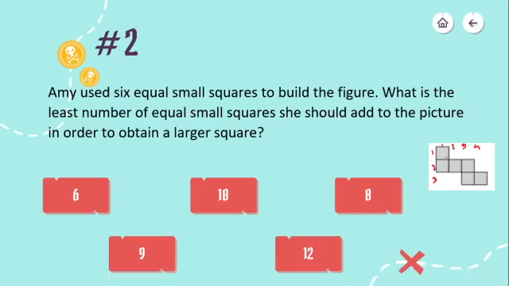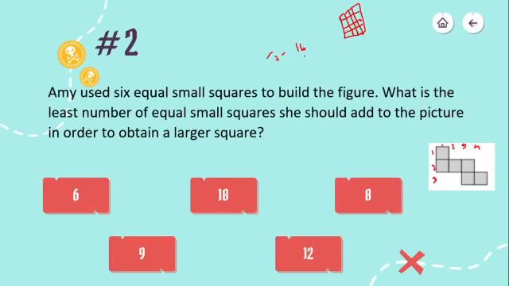She has 1, 2, 3, 4, 5, 6. So we want 16 squares in total for a 4 cross 4 big square like this. Okay, 1, 2, 3, 4, 1, 2, 3, 4.